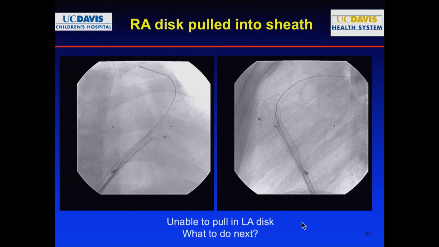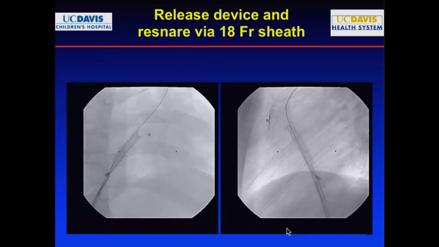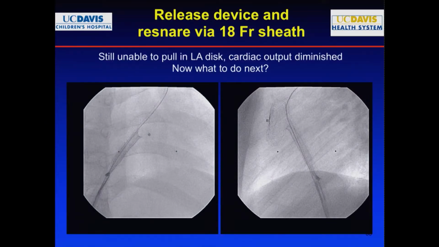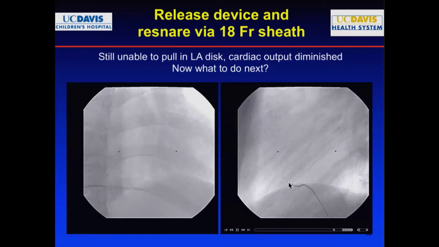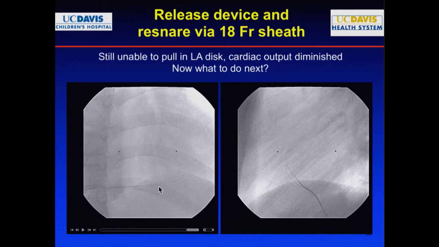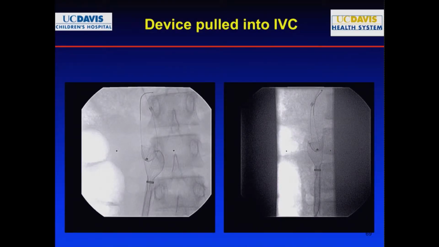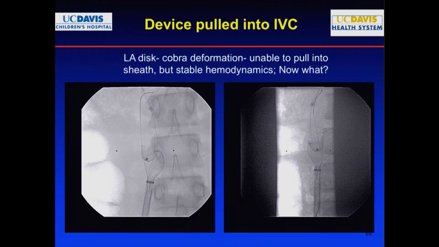So eventually, we're able to get it back into the IVC. And so here, you see we're pulling on it, and at this point, it doesn't come through. Well, we actually pulled a little harder than we wanted to, but we got it bound, and then we're able to pull it into the IVC. And at that point in time, you can see that the device actually had a cobra deformation. The blood pressures are more stable at this point, so what do we do?